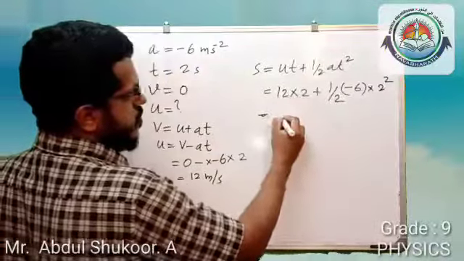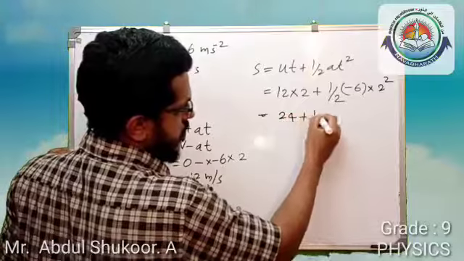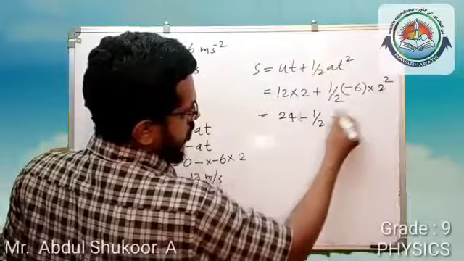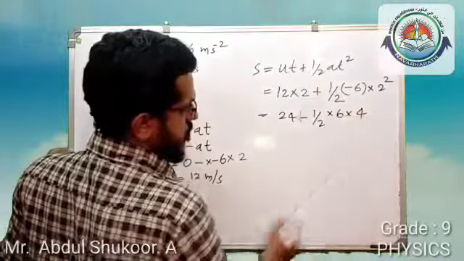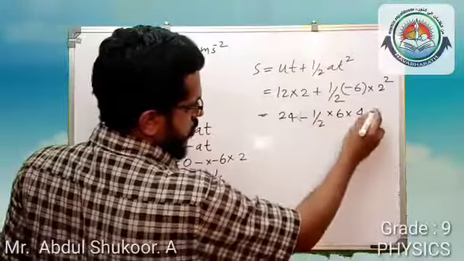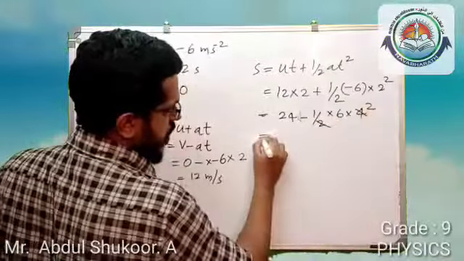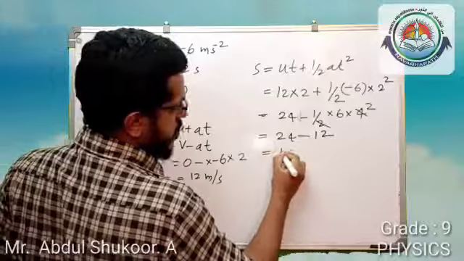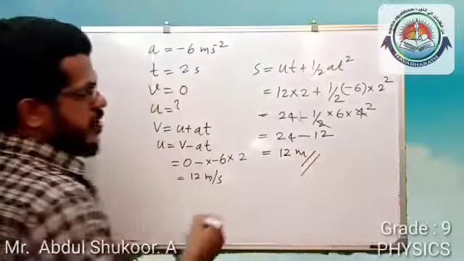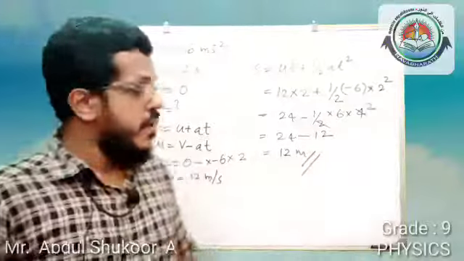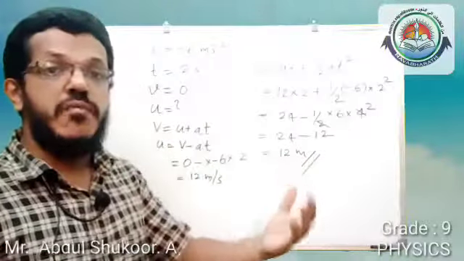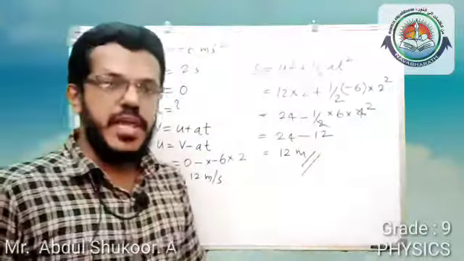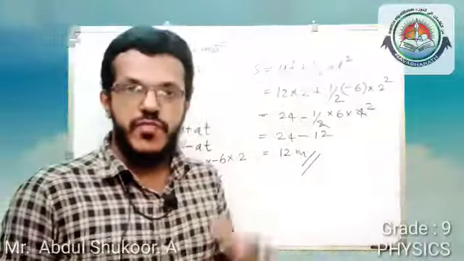Then 12 into 2, that is 24, plus half into minus 6 into 4. Then 4 by 2 is 2. Then 24 minus 6 into 2, which is 12. Then we get 12 meter. After the application of brake, the car travelled 12 meter. This is the solution of this problem.